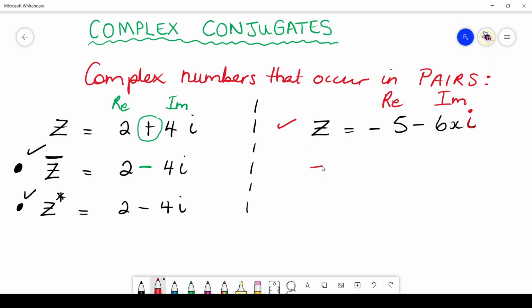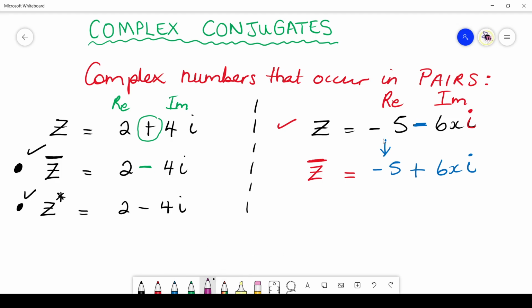Now, if they ask you to write the complex conjugate, or the corresponding pair, to this complex number, you can choose your denotation. I'll use the bar, and the answer will be, remember, the only thing you need to do is change the sign in the middle. So this minus changes to a plus, and everything else comes down unaltered.